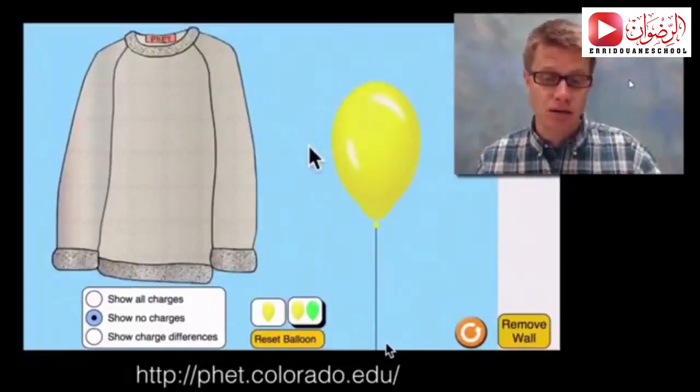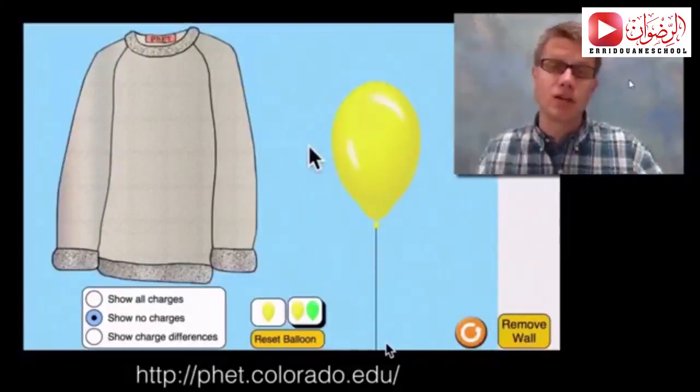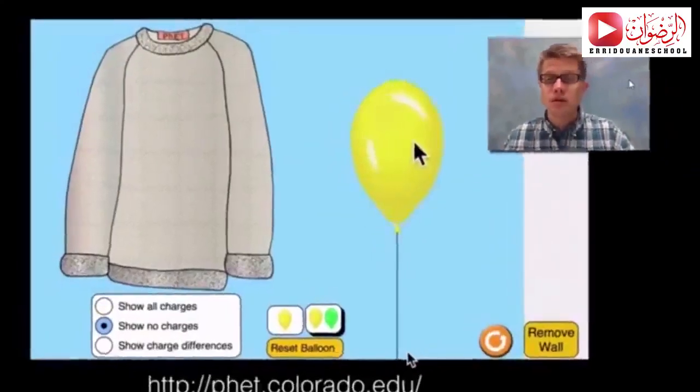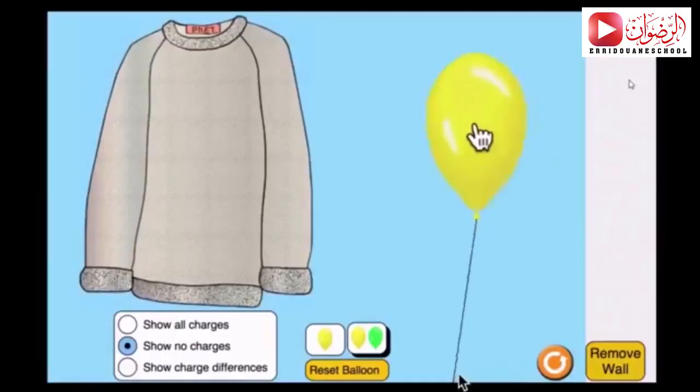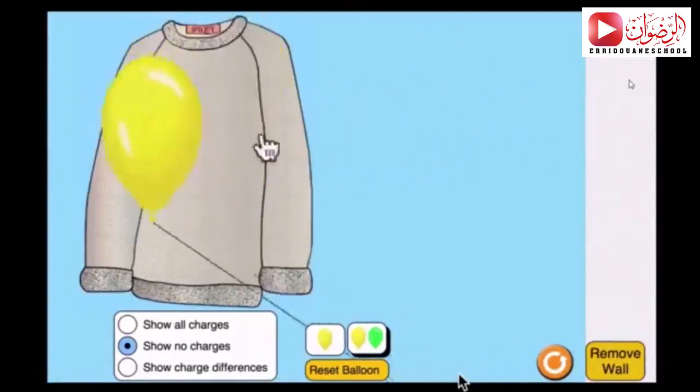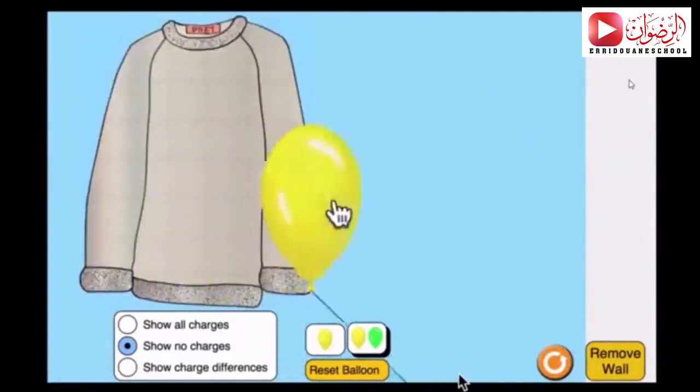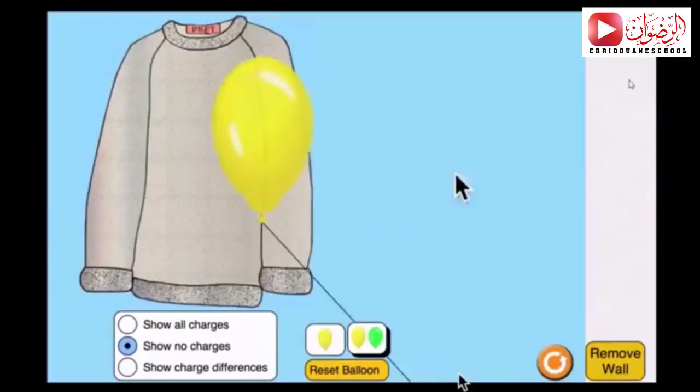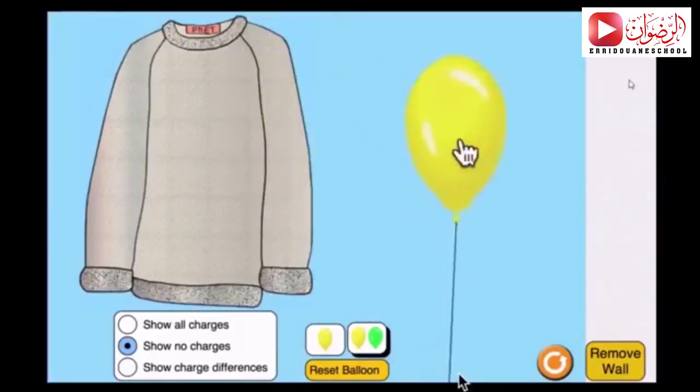PhET makes a wonderful simulation that walks you through that. Here's the address down below, and I'll put a link in the video description as well. I'm going to take a balloon, and I can move that balloon around, and if I let it go, it just stays where it is. But let's say I want to charge it. I can rub it on a sweater like this, and now I'm applying a charge to that balloon, so when I let it go, it's going to go right over to the sweater.